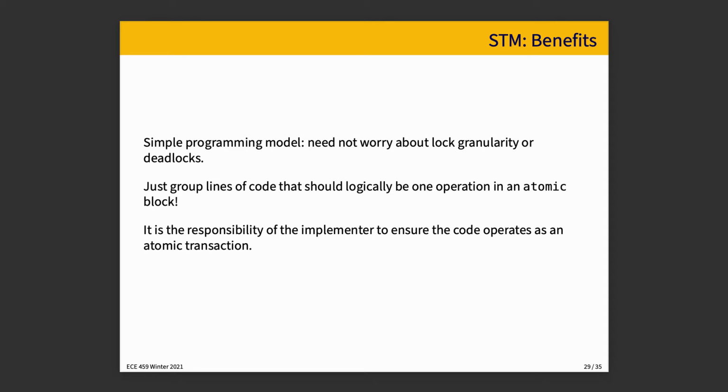The first thing you do is just create a transaction. You write it as an atomic block. Therefore, you don't have to think about lock granularity, you don't have to think about deadlocks, you don't have to sweat any of those details. You just get this transaction written, and then it's the responsibility of the implementation to ensure that the code operates as an atomic transaction. So it's always nice if you can give away the problem a little bit.